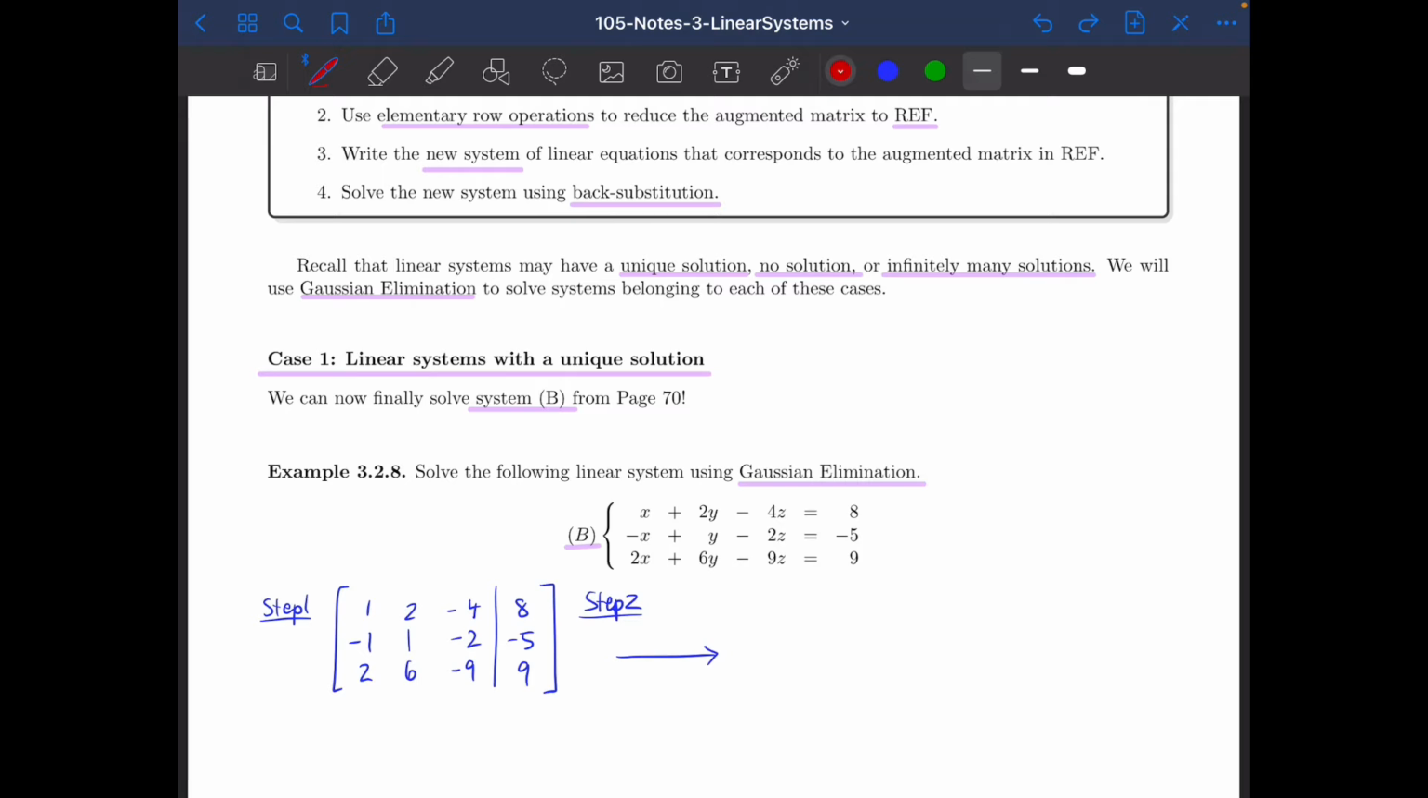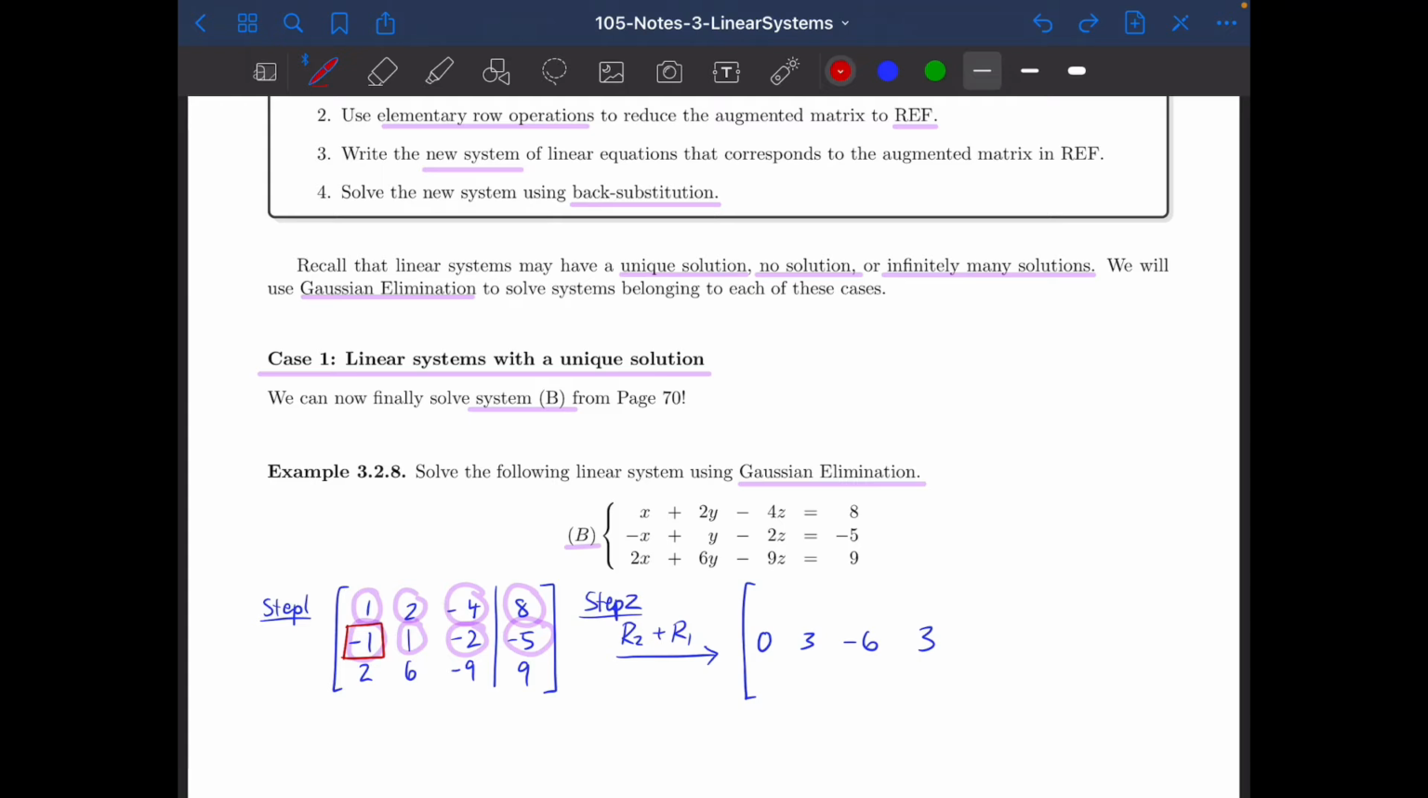Let's start by performing an elementary row operation that will put a 0 in the position of that minus 1 in the second row. If I choose the elementary row operation row 2 plus row 1, I will get a 0 in that position. So the second row will become minus 1 plus 1, which is 0. Then 1 plus 2, which is 3. Minus 2 plus minus 4, which is minus 6. And minus 5 plus 8, which is 3. This is my new second row.